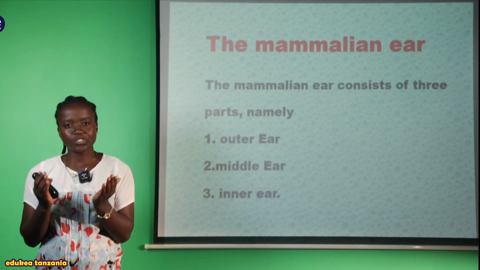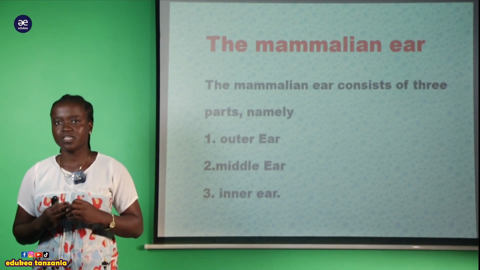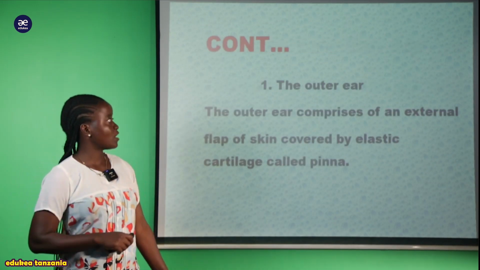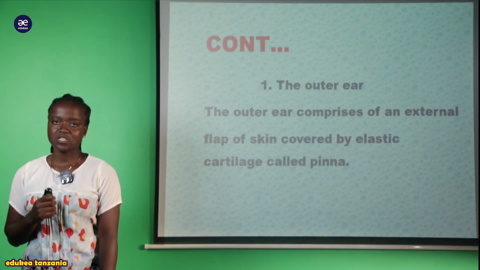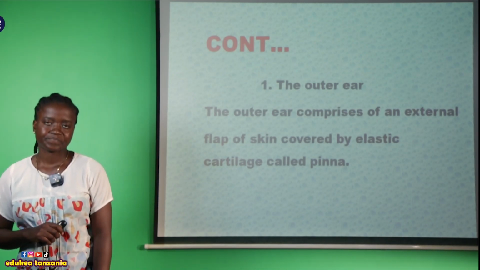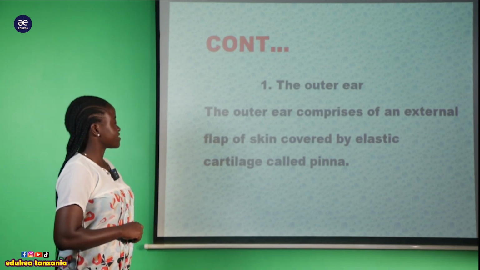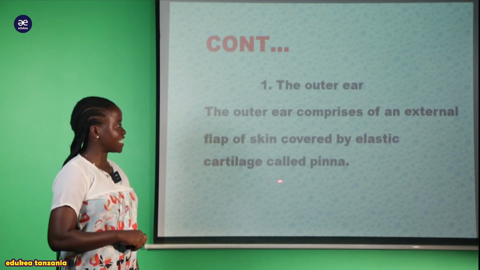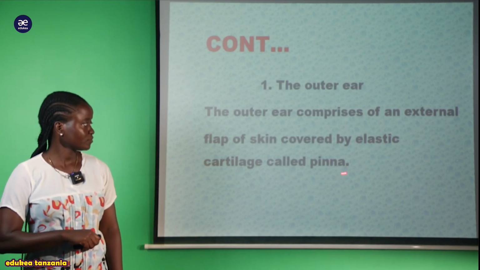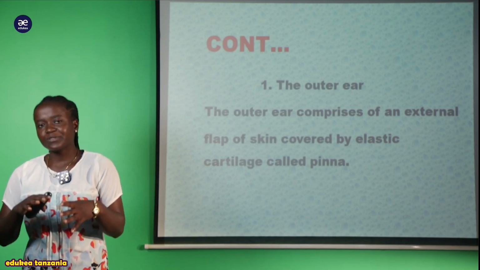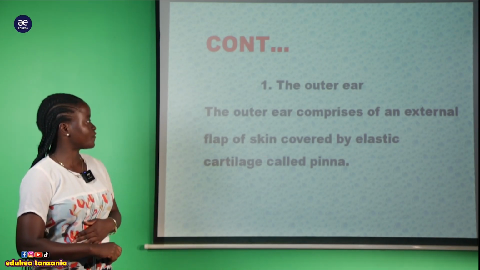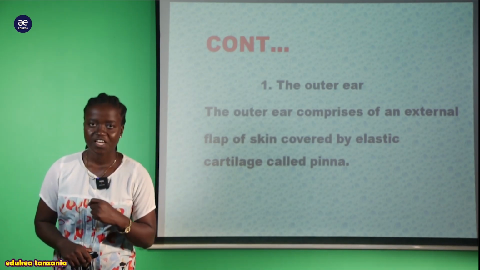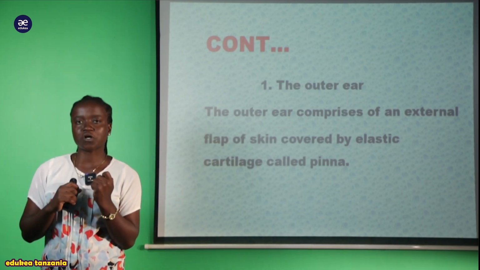We're going to see later on the content found in each part of the ear. But now we have to start with the outer structure of the ear, that is the outer ear, the first part of the ear. The outer ear comprises the external flap of skin covered by elastic cartilage. That elastic cartilage is called the pinna.